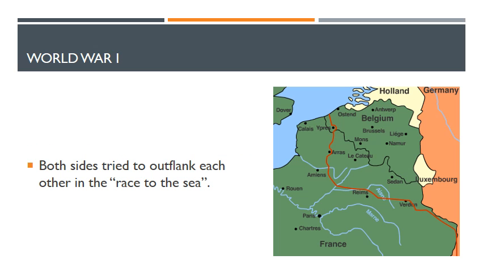In bitter fighting, the two sides tried to go around the other side in a flanking movement, and what you ended up with was this move that took the fighting all the way to the English Channel. This red line represents the front, or where the troops dug in and dug trenches to avoid the machine gun fire and the artillery.